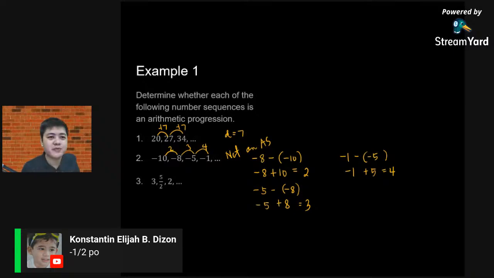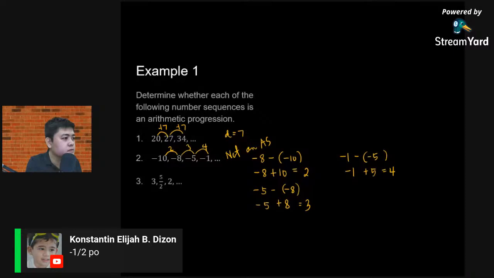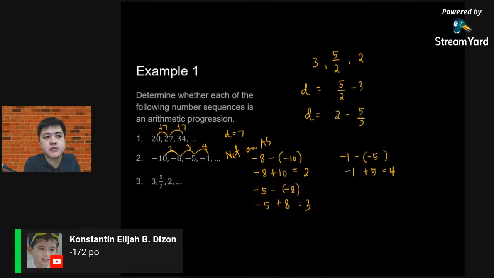Sige, let's see. So, to get the common difference, for number 3, it's 3, 5/2, at saka 2. So to get the common difference, pwedeng 5/2 minus 3 or pwede namang 2 minus 5/2. Depende kung ano mas gusto niyo dyan. Ngayon, fraction na naman tayo. Ito yung part na mas mahirap.